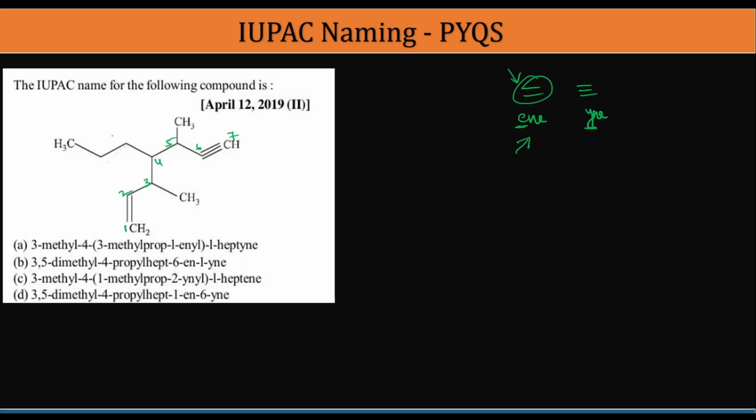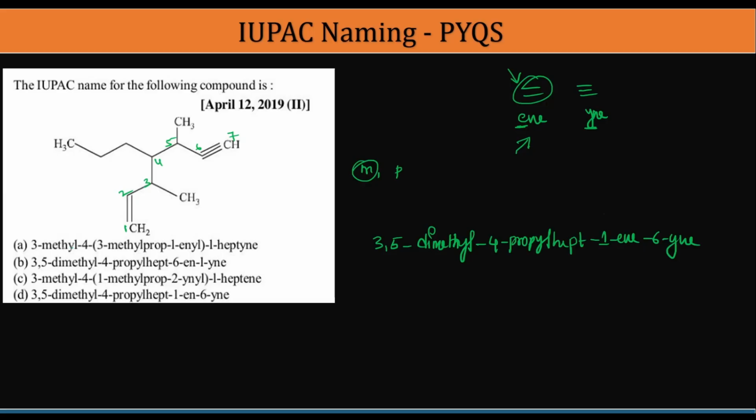This one has a propyl group and 2 methyl groups, methyl and propyl. M comes first, so you need to mention methyl first. So 3 comma 5, two methyls are there, so dimethyl. Then 4 propyl. As it is 7 carbons, it is hept, then 1 ene, 6 yne, right? So this is the correct one.